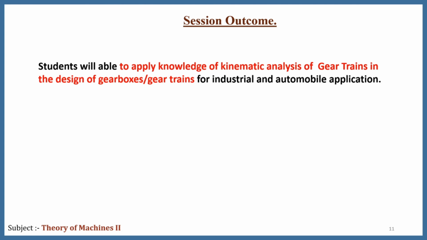Now we'll come to the end of this session. In this session we learned how to use the tabular method. We have considered different conditions for the simple gear train to achieve different velocity ratios. From this we come to know that using this epicyclic gear train, in a very compact space we can achieve heavy reduction or increment in the speed of the output gear. This knowledge will be helpful to students, and with that they can do the design of gear trains or gearboxes for industrial and automobile applications.